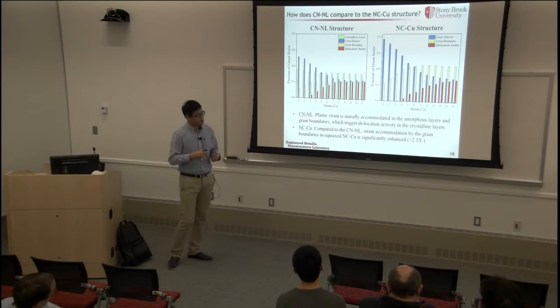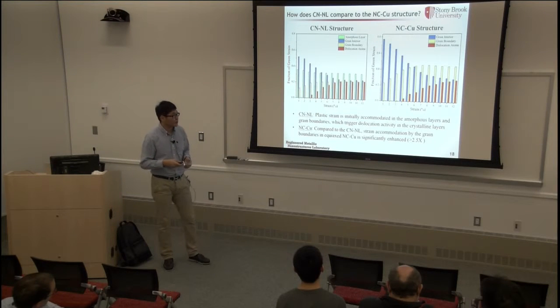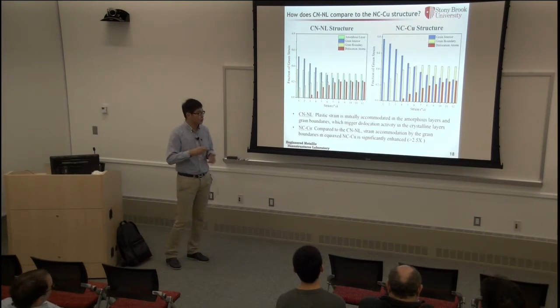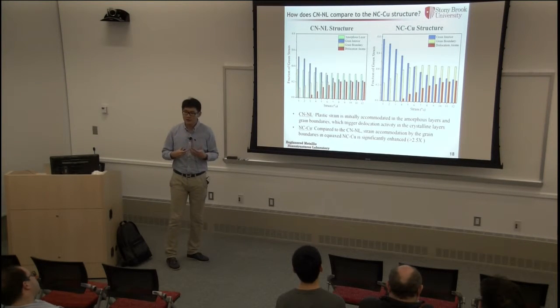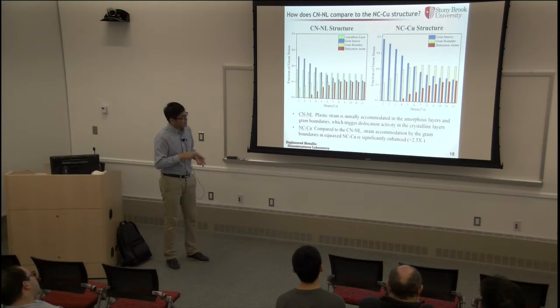And then we show the EQX nanocrystalline copper. The significant difference between these two structures is that for the EQX nanocrystalline copper, there is more strain accommodated by the grain boundary, almost twice that in the columnar structure.